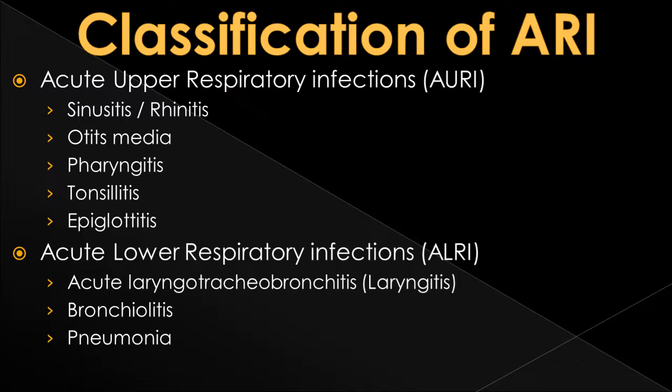Upper respiratory tract infections include sinusitis, rhinitis, rhinosinusitis, otitis media, pharyngitis, flu, tonsillitis, and epiglottitis, whereas acute lower respiratory infections include acute laryngotracheobronchitis, also called ALTB or croup, bacterial laryngitis, bacterial tracheitis, bronchiolitis, and pneumonia.